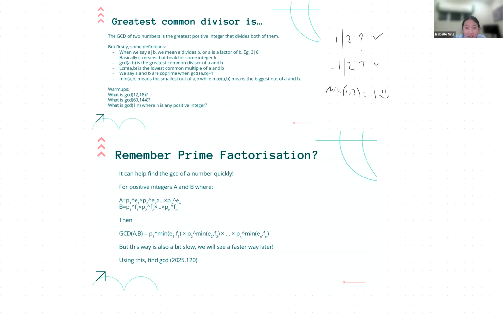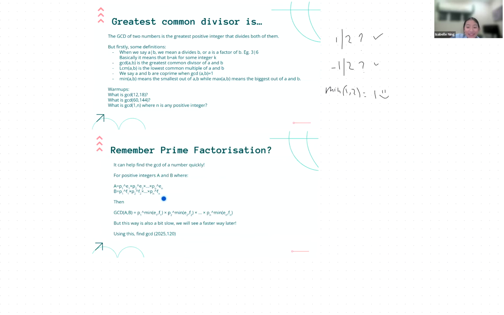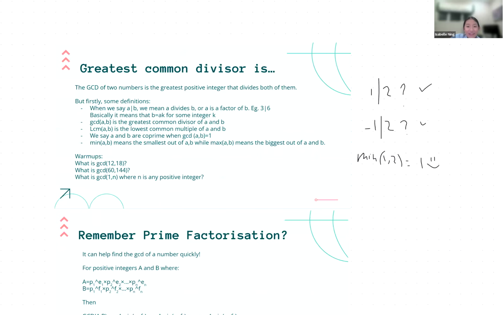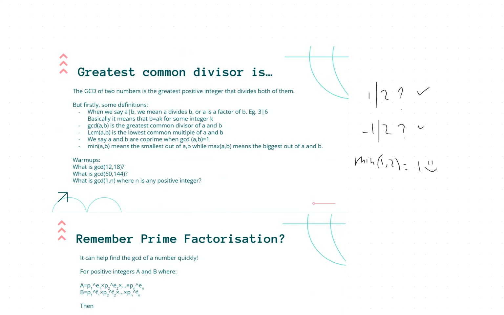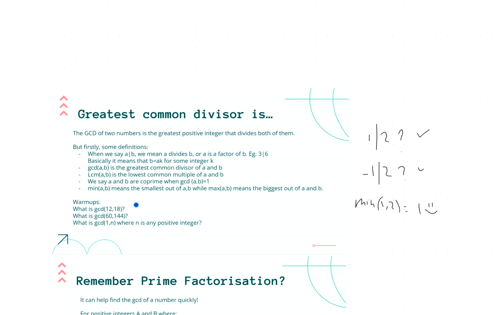So you guys all got the first 2 questions right. Good job. Does anyone want to explain? Just feel free to unmute yourself. So the first question, 12 and 18 are all divisible by 6, but 12 isn't divisible by any other higher number except 12 itself, and 18 isn't divisible by 12, so it equals 6. Good job.